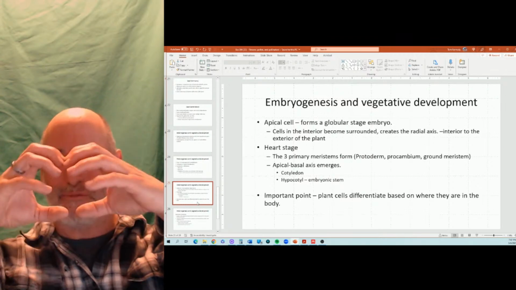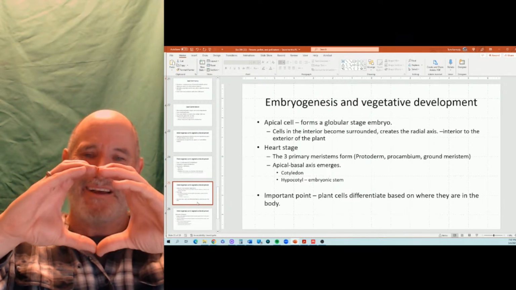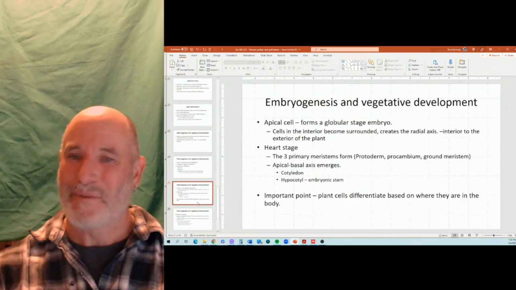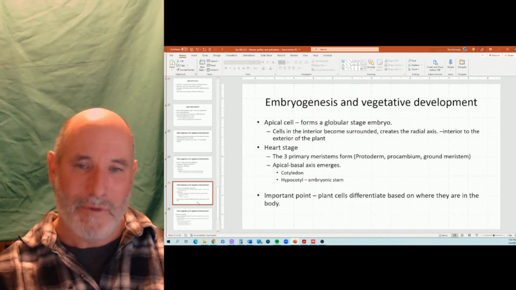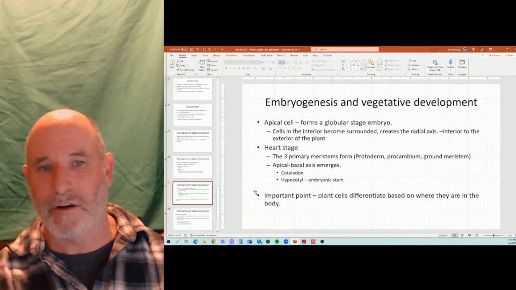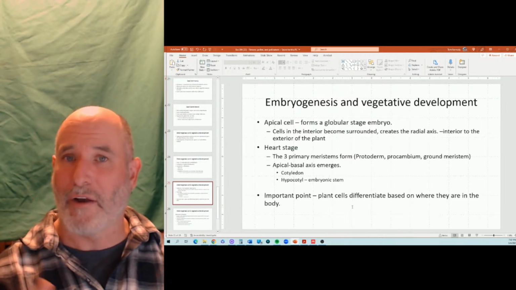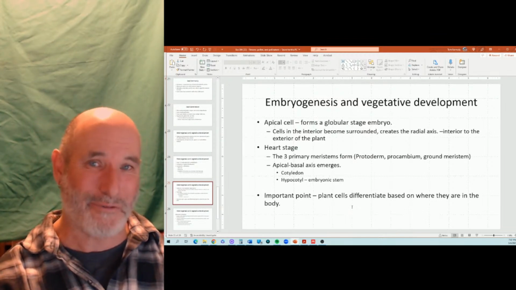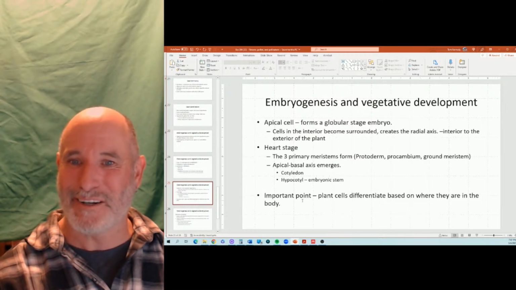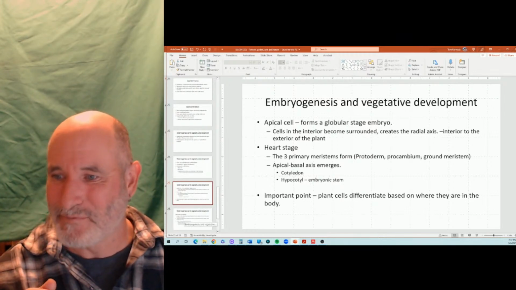And then it forms a globular cluster that's like a heart. I'm not making a good heart with my... Oh, man, I'm horrible at this. Can't wait to get my chalkboard up so I can do this. But at any rate, that globular cluster, then those cells begin to differentiate. Plant cells differentiate based on where they are in the body, and that's important for animals too. One big difference that we might learn about in the plant and animal part is that animal cells, in embryology, move around, which is kind of cool.